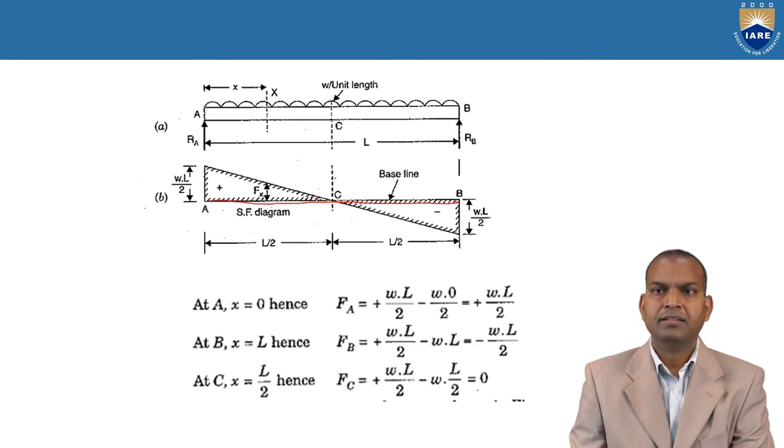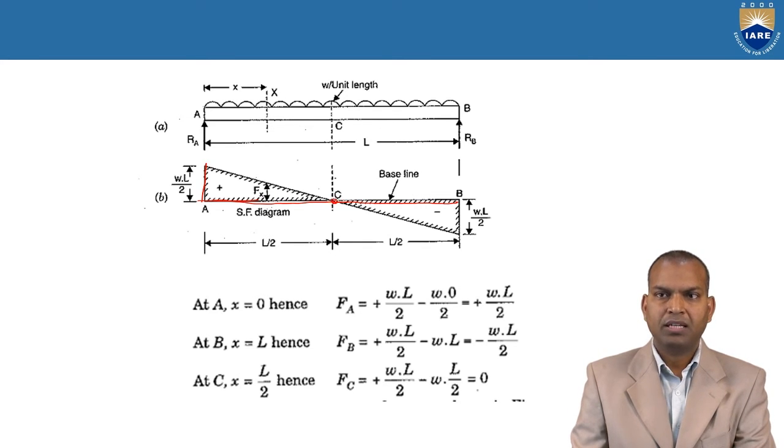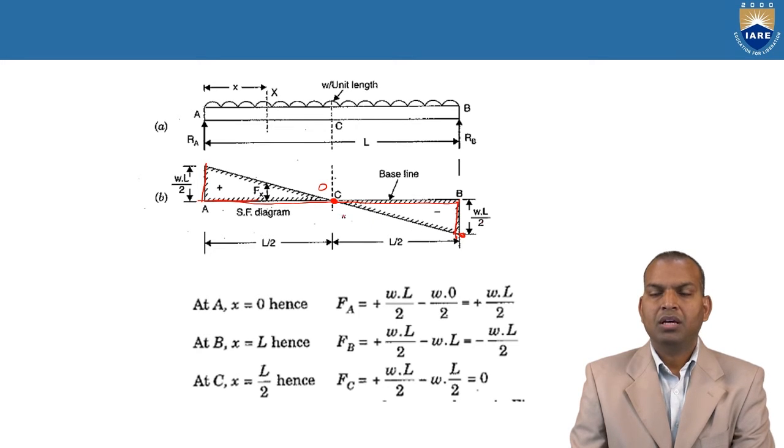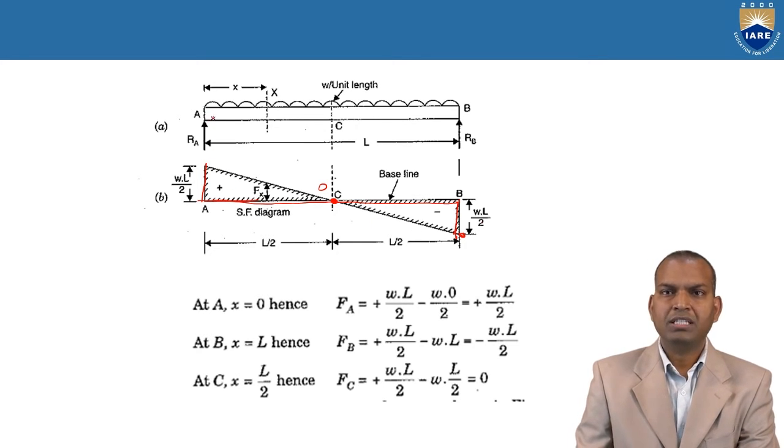This is the baseline. After the baseline, at x equal to 0, there is a point A, that is WL by 2. At point C, mark it as a 0. And at point B, that is negative WL by 2. It is going downwards. Now, what type of load is acting here?